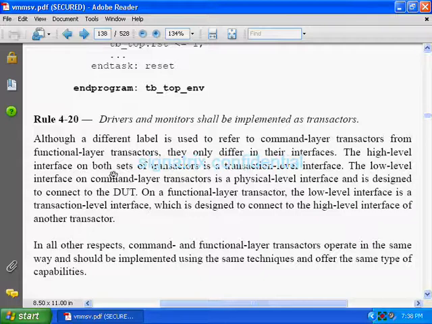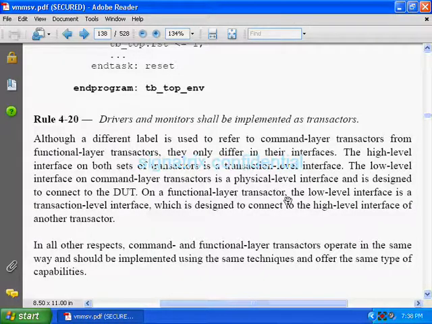The high level interfaces on both sides of the transactor is a transaction level interface, so they are talking about the procedural interface. Okay, so transaction level interface means that it will communicate to the verification environment. Physical interface means that it will communicate to the DUT. So the low level interface on the command layer transactor is a physical interface and is designed to connect to the DUT. So this is the basic thing.